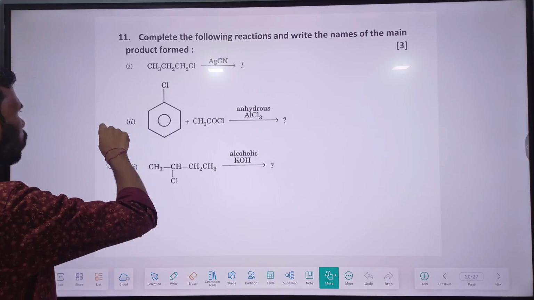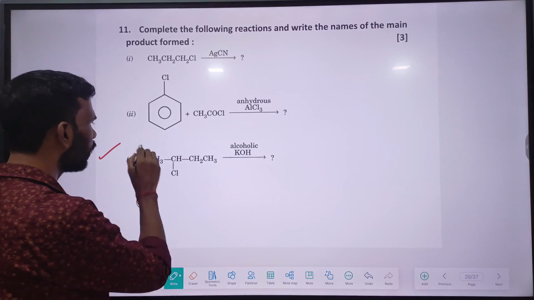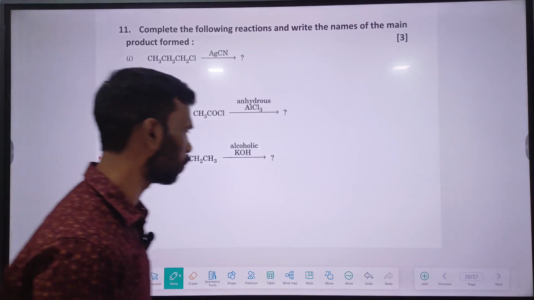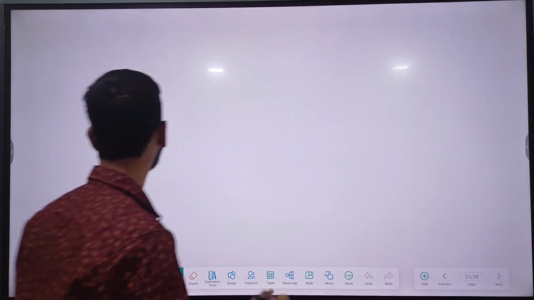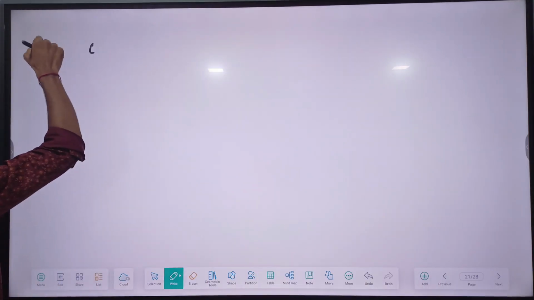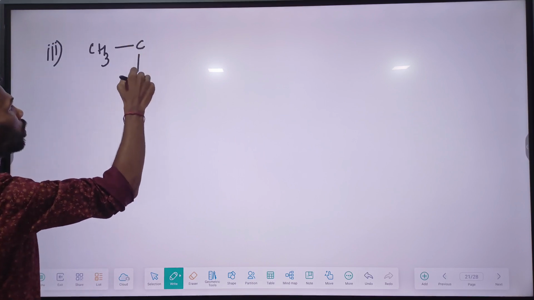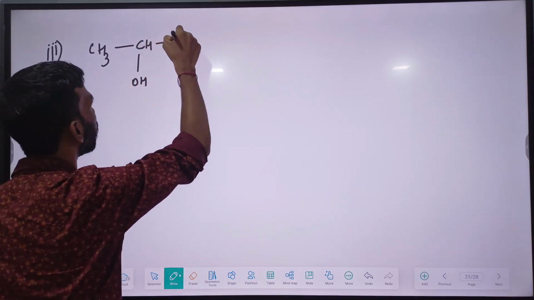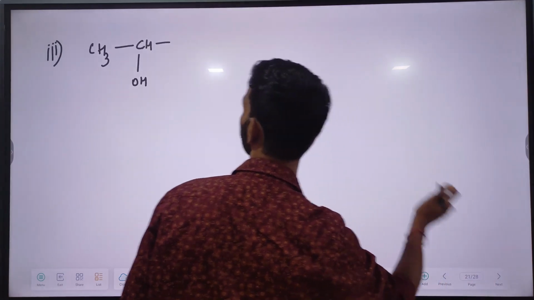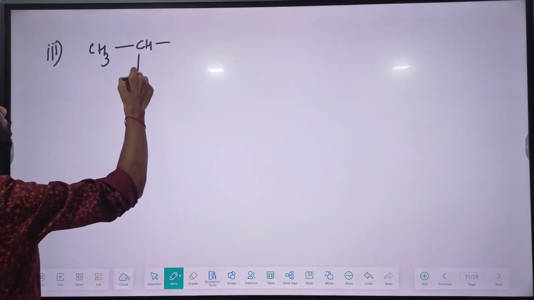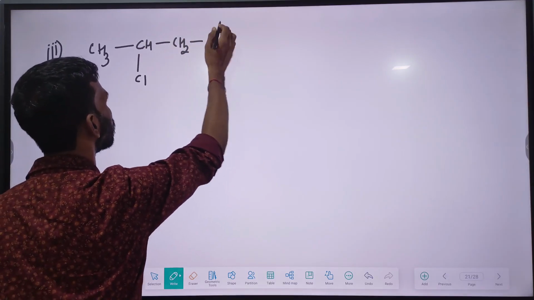This I have done just now previously, I will not do it again. Now over here, what about this one? CH3COCl. The compound is the second, third one. The third reaction is written this way: CH3CHCl and CH2CH3.